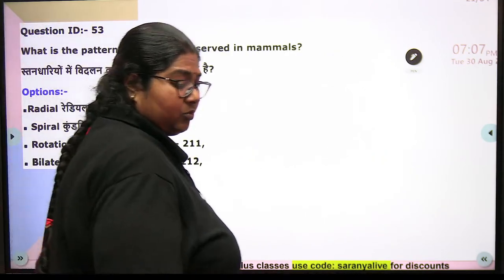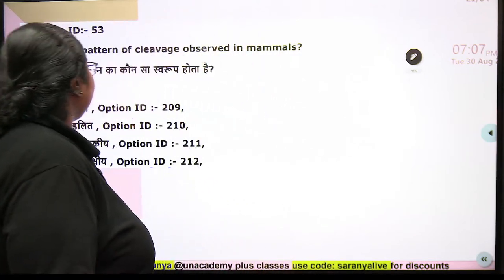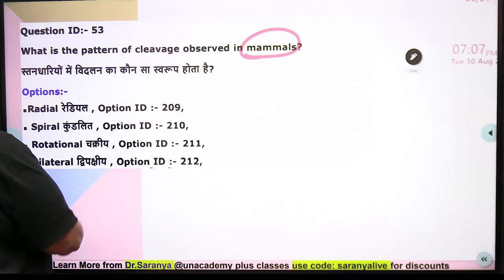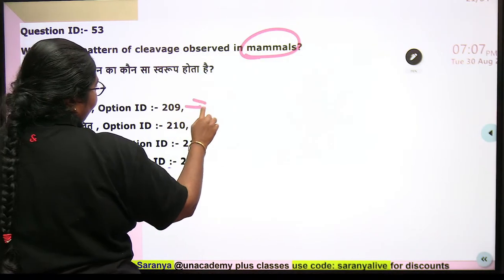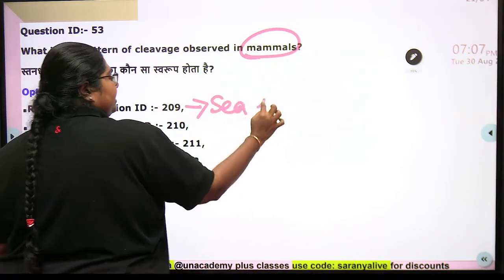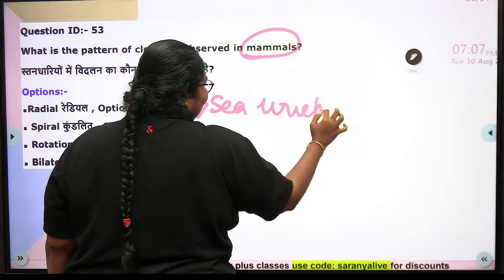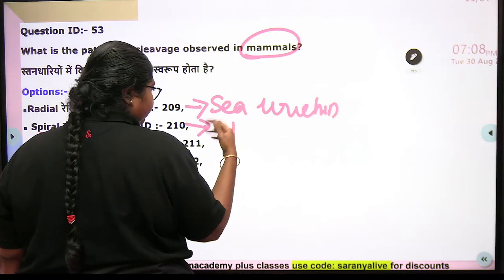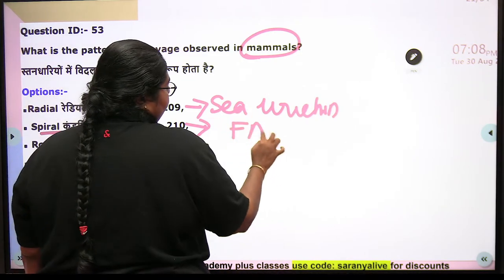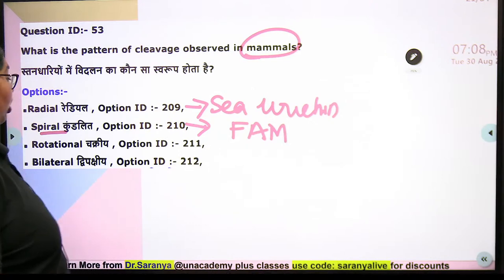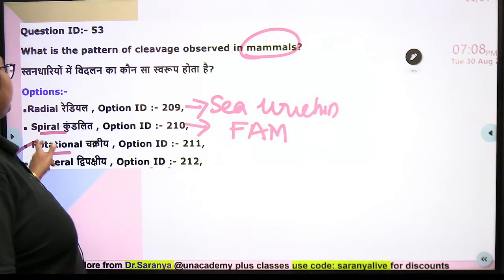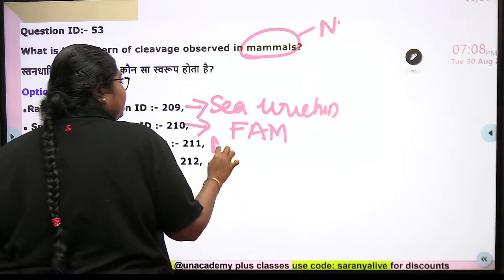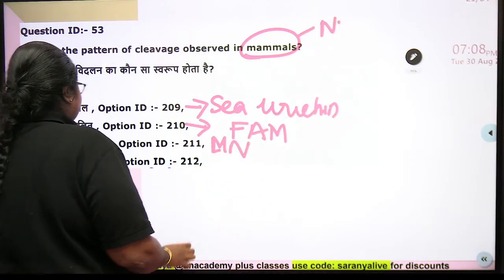We'll finish this class with this simple question. 2 marks, see, very simple it is. What is the pattern of cleavage in mammals? Mammals, radial? No. Who will be radial? Sea urchin. Sea urchin is only going to be radial. And what is going to be spiral? Flatworm, annelid and mollusk. And rotational is human, or mammal. Mammal and nematode, MN, is rotational. So this is the correct answer.